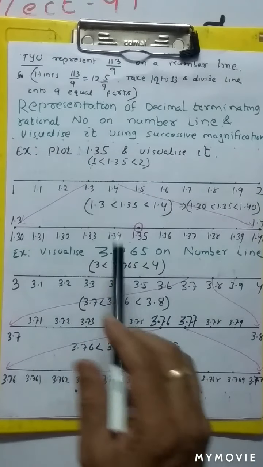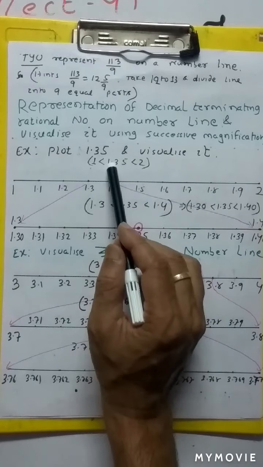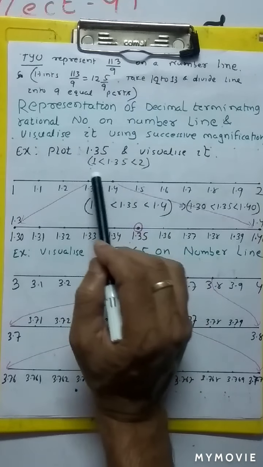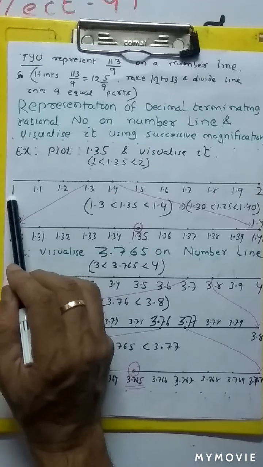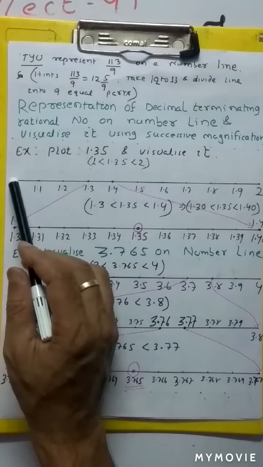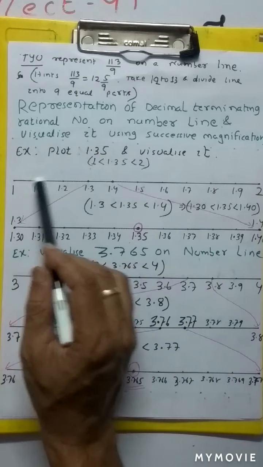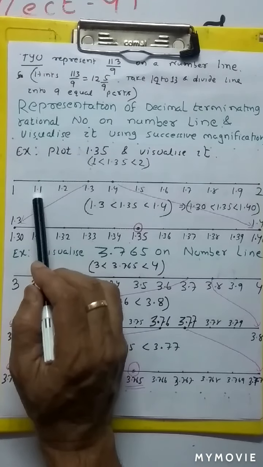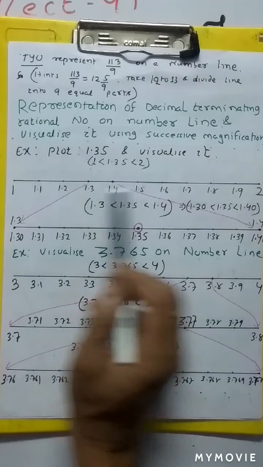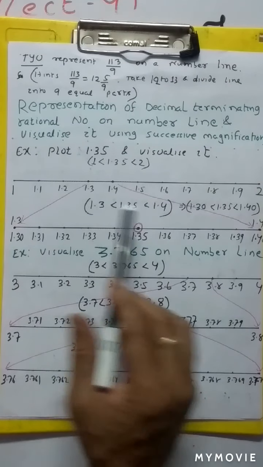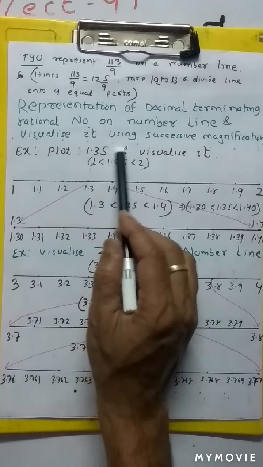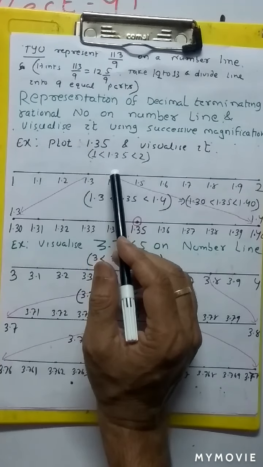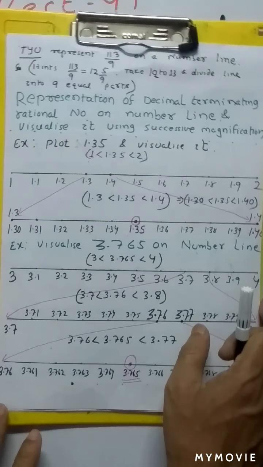First, how will you choose the scale? How will you choose the line? We have to represent which number? 1.35. And this 1.35 will lie in between which natural number? 1 and 2. So first I took 1, this is 2. In this line I made 10 equal parts. Each part value is 0.1. So the first part is 1.1, then 1.2, then 1.3, like this.